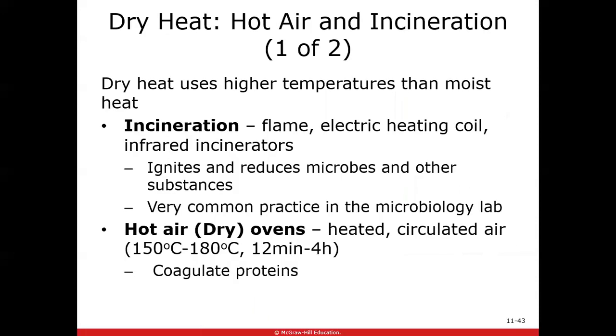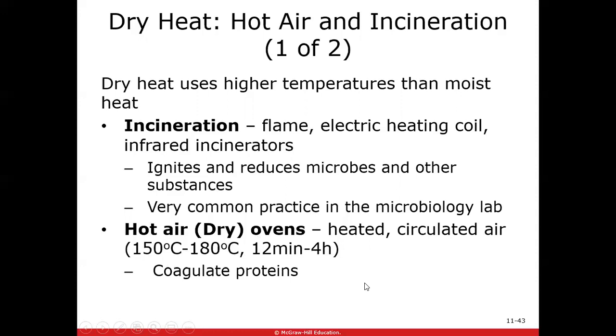So dry heat. So that was moist heat. The dry heat is hot air and incineration. So dry heat uses higher temperature than moist heat. And so with incineration, you have flame, electric heating coil, infrared incinerators. It ignites and reduces microbes and other substances. Very common practice in the microbiology lab.